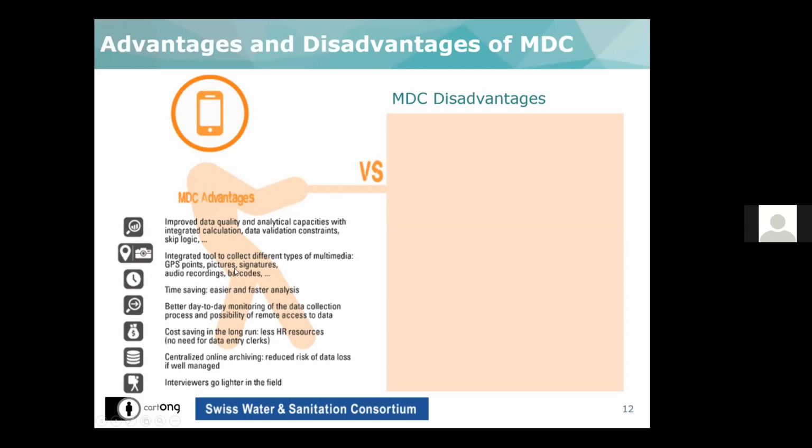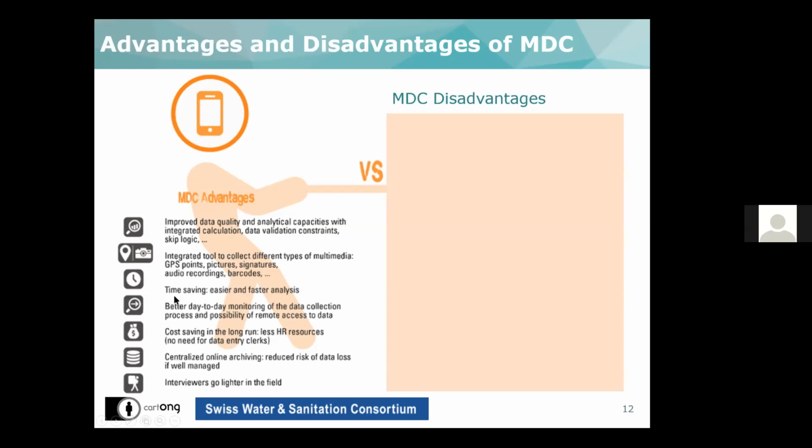Another advantage of mobile data collection is that you can have an integrated tool to collect different types of multimedia as well, which is not possible with paper-based data collection, such as GPS coordinates, GPS points, pictures. You can even have signatures, audio recordings, barcodes, and so on and so on. So in one single questionnaire, you can have all those types of multimedia that can be integrated into it.